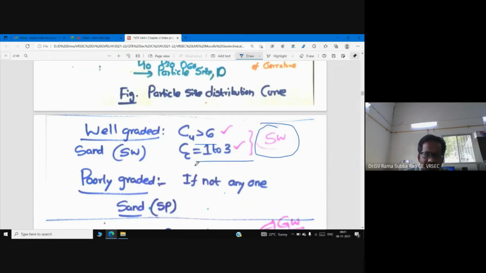So your soil is sand. Sand means more than 50% of the soil passes through 4.75 mm and is retained on 75 micron, then we call it sand. And in fact, this is a pure sand where fines are less than 5%. Now the discussion is whether the selected sand is well graded or poorly graded. See, if this condition is satisfied, that is, Cu greater than 6 and Cc between 1 and 3, then the selected sand is well graded. If any condition is not satisfied, then it is poorly graded sand.